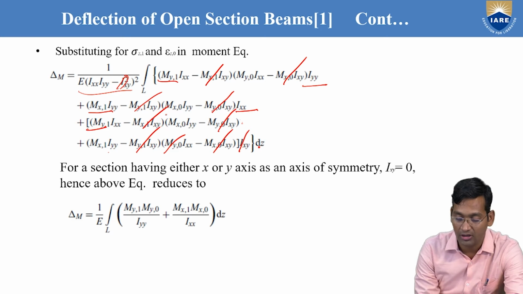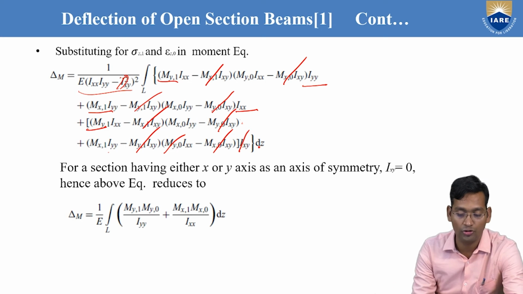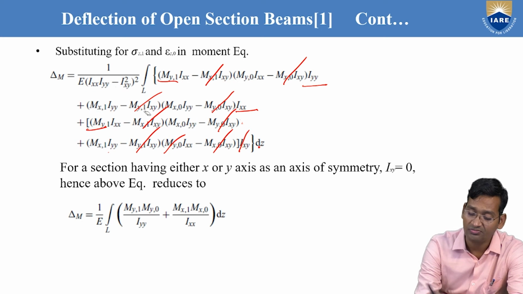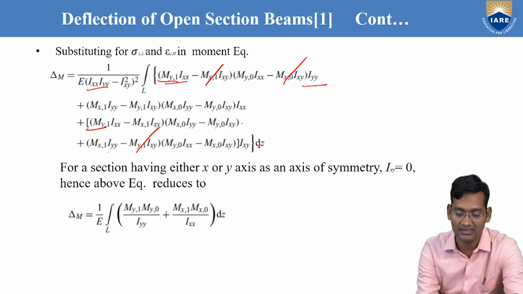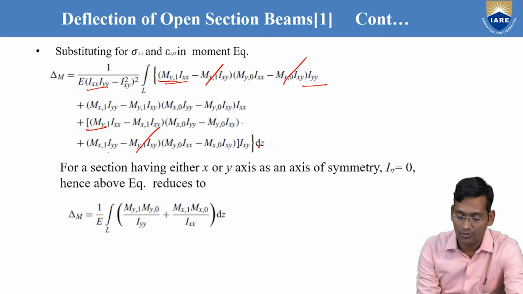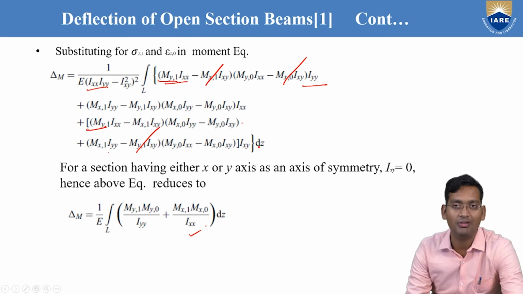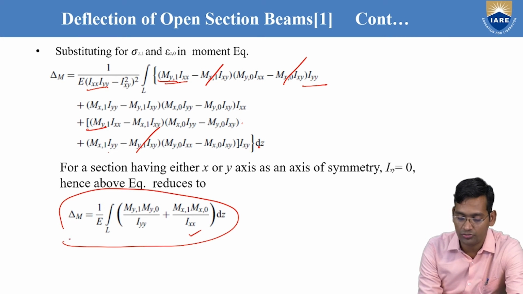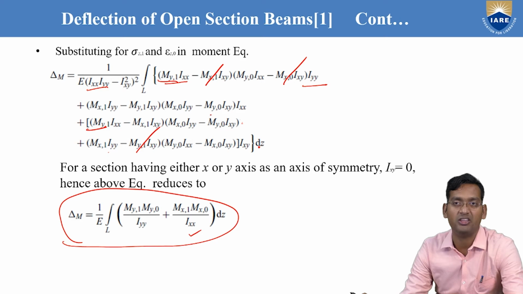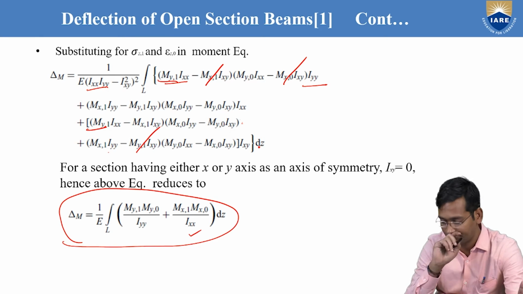After simplifying, what will we get? Once we multiply this one, this part gets 0. Now we have Ixx and Iyy. When this term is multiplied with the square of this one, Ixx will get cancelled. Similarly, for the second term, Iyy will get cancelled and Ixx will be there. So now delta m will be equal to this one, after expanding and simplifying.